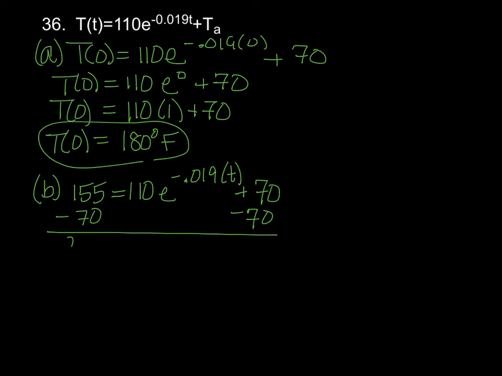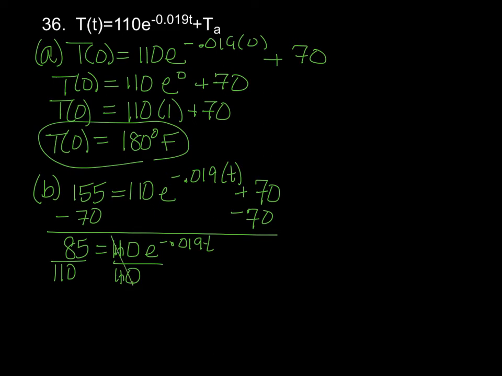When I do that, I get 85. So 85 equals 110 e to the negative 0.019 times t. All right, so now I need to get rid of the 110. So I'm going to divide both sides by 110.